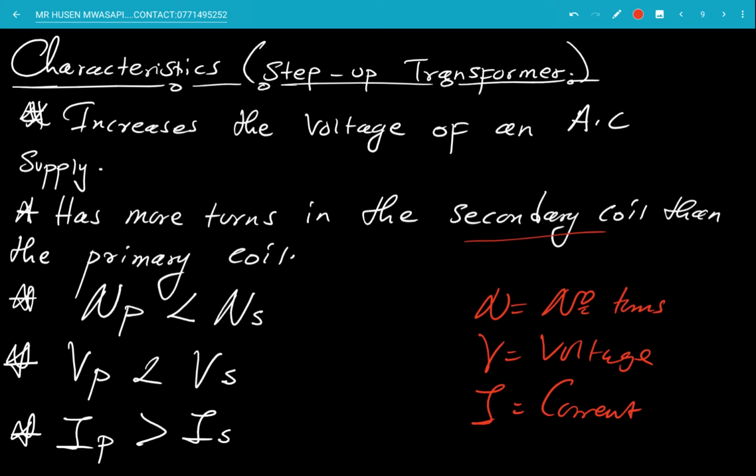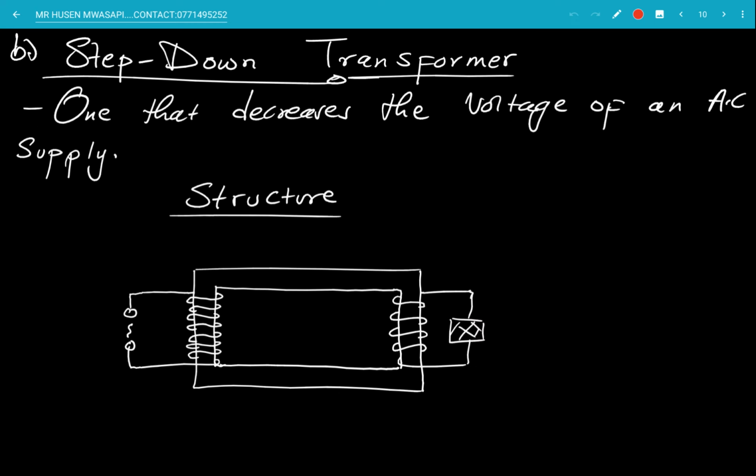The voltage in the primary coil is less than the voltage in the secondary coil. The current in the primary coil is greater than that in the secondary coil. Alright, now that we understand what a step-up transformer is, we can also look at what we call a step-down transformer, from the word stepping down.